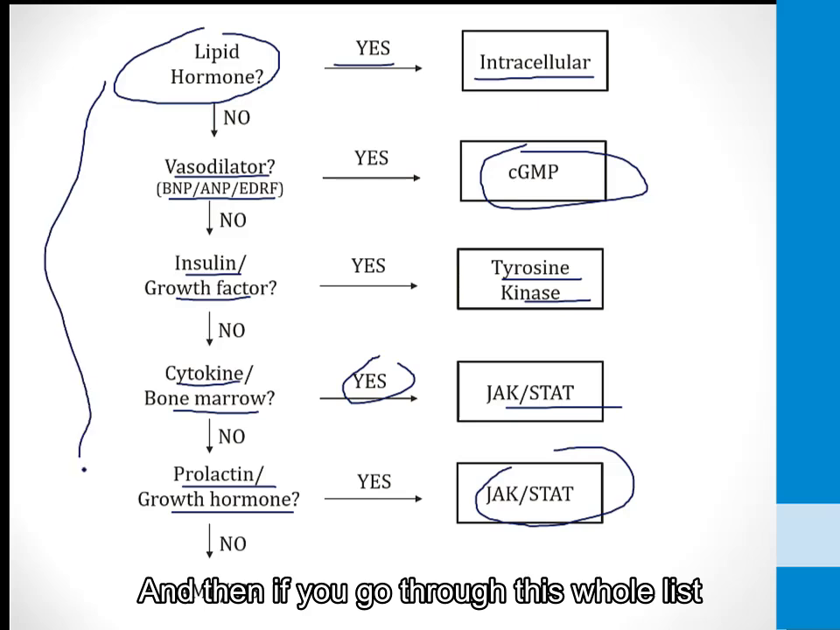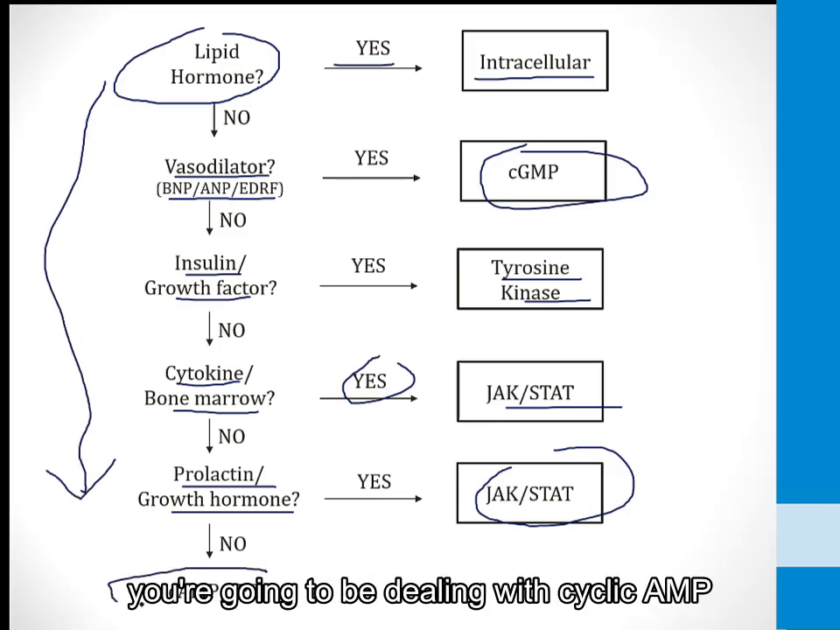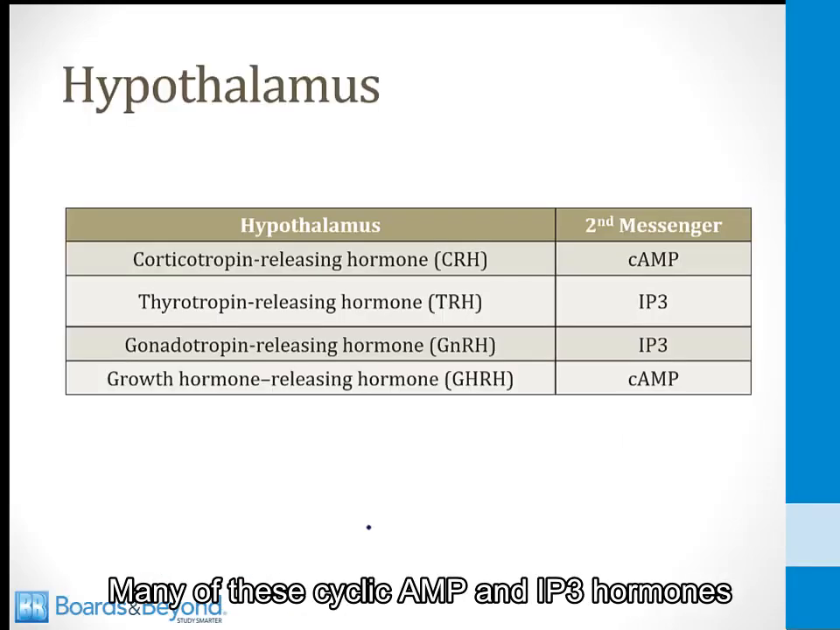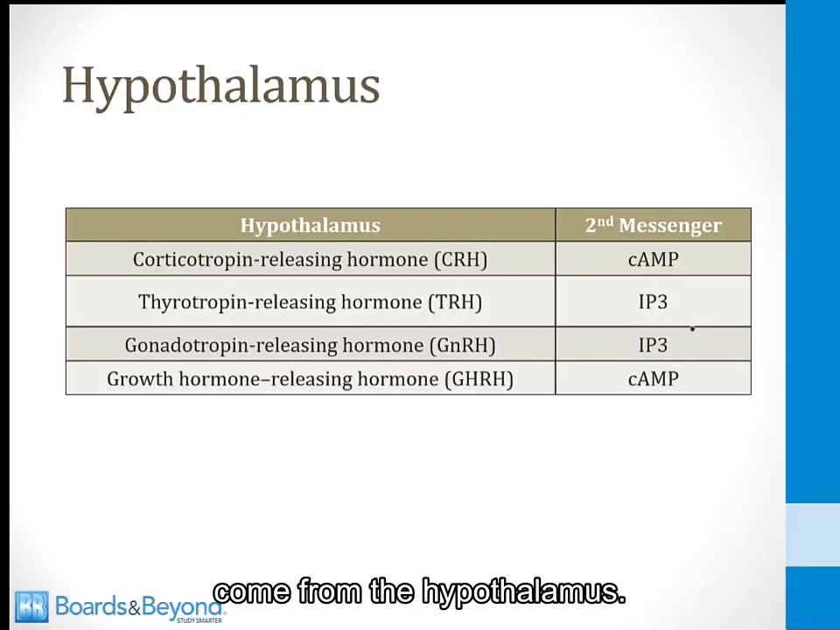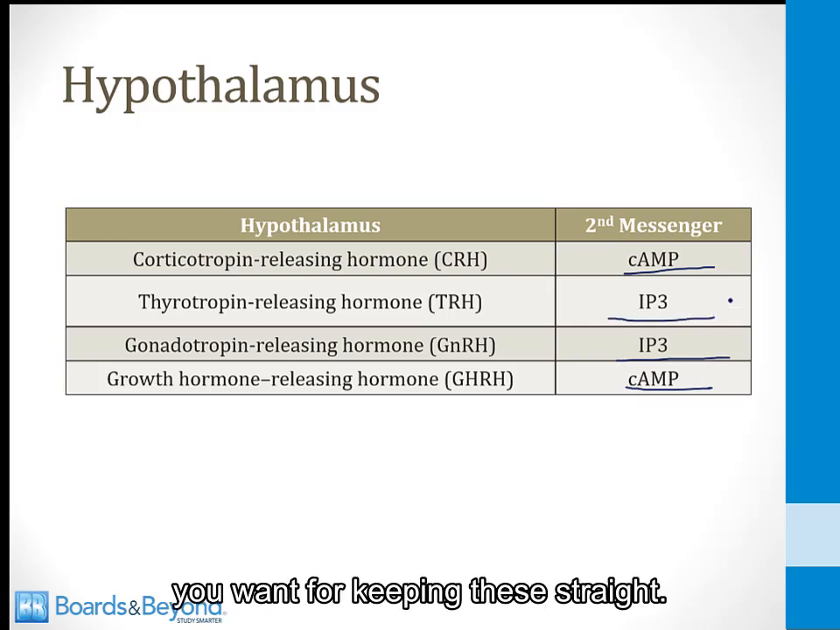And then if you go through this whole list and you still haven't come up with an answer for which receptor type, you're going to be dealing with cyclic AMP or IP3 as a system. It's just hard to keep straight which ones are which. Many of these cyclic AMP and IP3 hormones come from the hypothalamus. There are two hormones in the hypothalamus that use cyclic AMP and two that use IP3. You can come up with any system you want for keeping these straight.